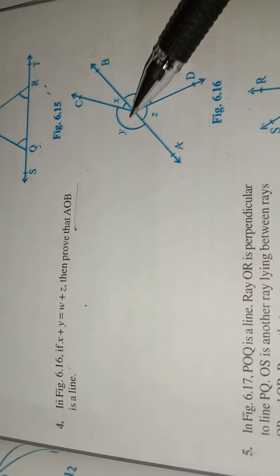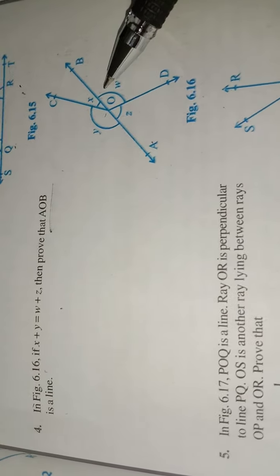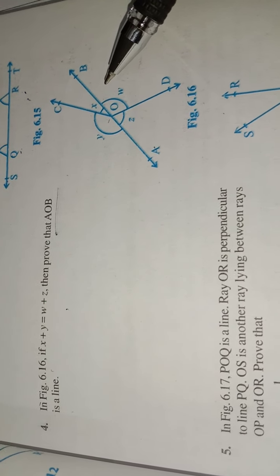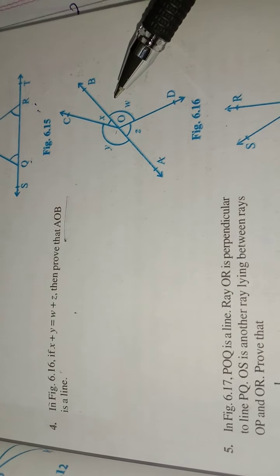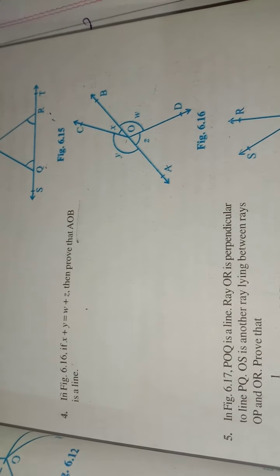Can you see AOB here? A line means the total value of AOB will be 180. So we can prove that AOB will be a line. Okay, so how can we do that? Clear? So let's assume that. Let me draw the diagram also, so I can make a clear concept.